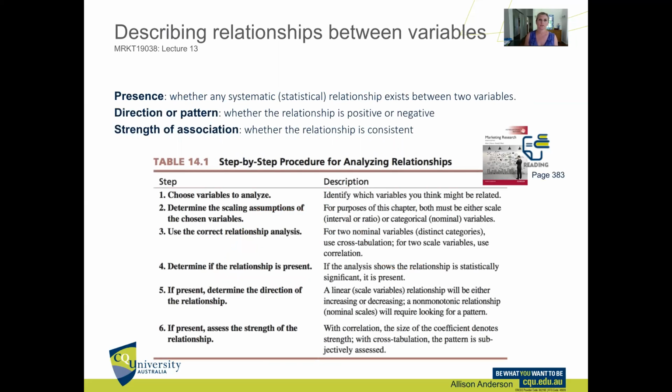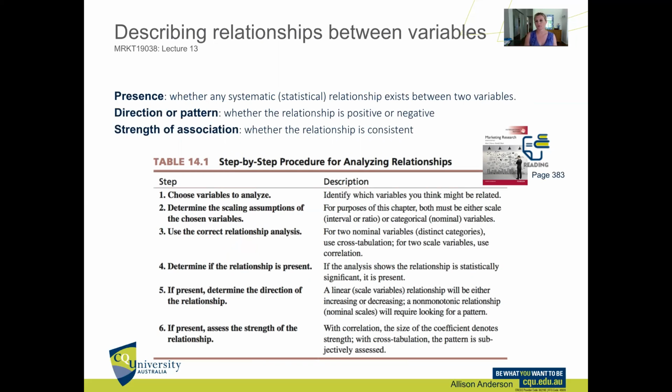All right, so when you're describing relationships between variables, you need to consider some key factors, okay? The first is presence. Is there any systematic statistical relationship between the two variables? Number one, is it there? Number two, the directional pattern. Is the relationship positive or negative? Okay, is it going up or is it going down? The strength of the association is the third one. Is the relationship consistent and strong?